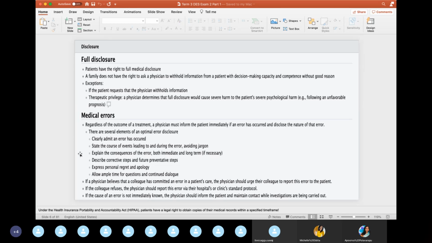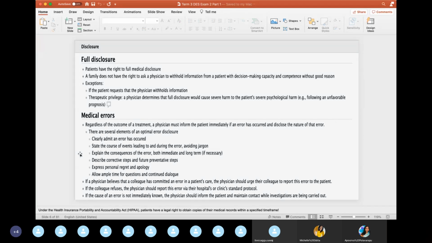In terms of medical errors, do I need to report to the patient small medical errors that didn't result in harm to the patient? What do you think? These are small things that didn't really harm the patient. Yes? Yes, of course. You need to inform them, even though that error doesn't directly result in harm. It doesn't actually harm the patient.